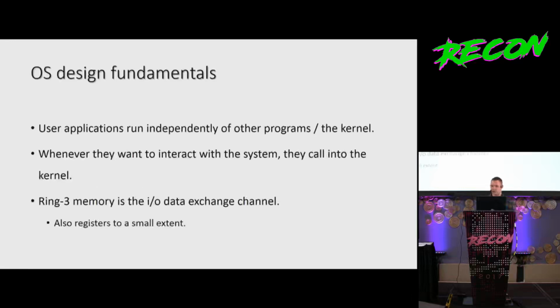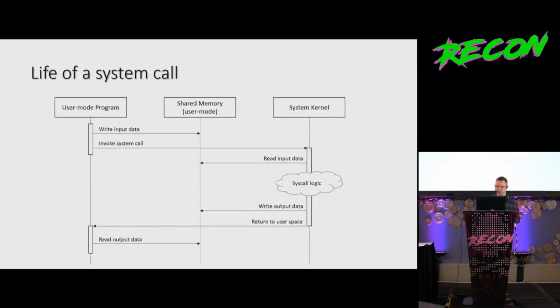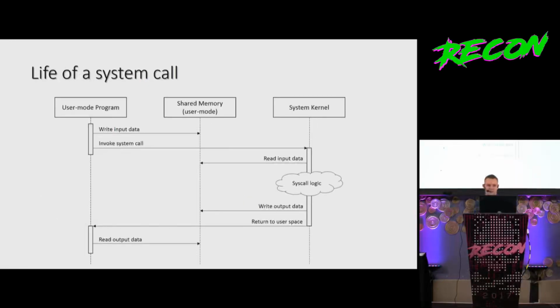So let's start with the user-to-kernel communication. As you probably know, user applications run independently of other programs in the kernel. Whenever they want to do something in the operating system, they just call into the kernel, and when they do it, the ring-3 memory is the data exchange channel that they use. Also registers to a small extent, but that's not really important for us today. So this is the basic graph of how it works.